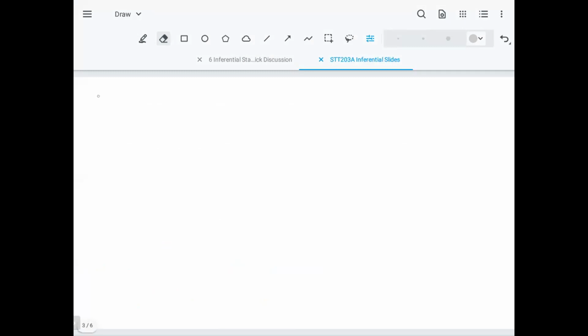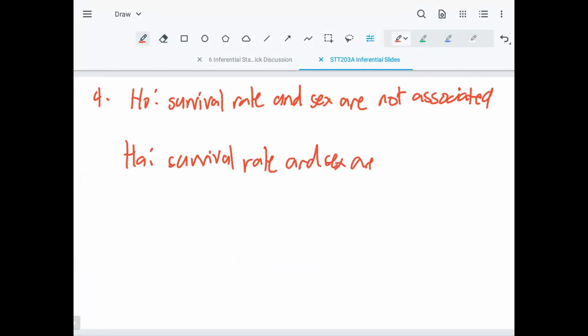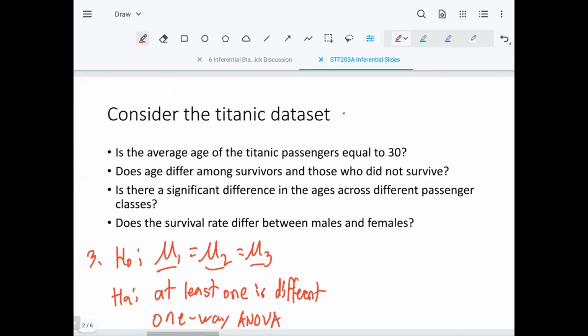Ano, Rani? Number 4? Ano yung HO? Survival rate and gender are not associated po. Gender, sex, okay. Are not associated. Yes po. Okay. And then dito, HA, associated. Yes po. Okay. And sex are associated. So that's correct. Okay. So moving back, balik lang tayo saglit dun sa ANOVA example.